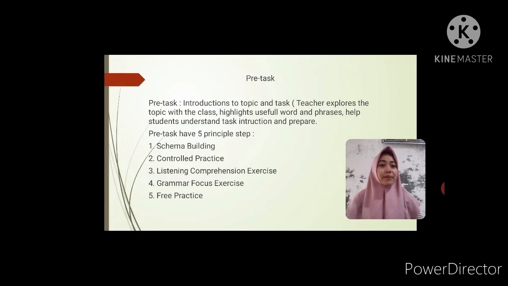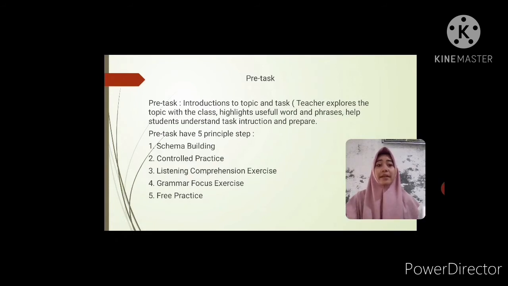First is schema building. Schema building is an exercise which serves as a means to brainstorm learners' knowledge by introducing the topic, setting it in its context, and identifying and explaining vocabulary items. This could be done through a listening or reading exercise followed by discussion. And the second step is controlled practice, an exercise where learners listen to a conversation model and practice it in pairs or in groups. And the third step is a listening comprehension exercise, where learners listen to a conversation and answer one or several comprehension questions.